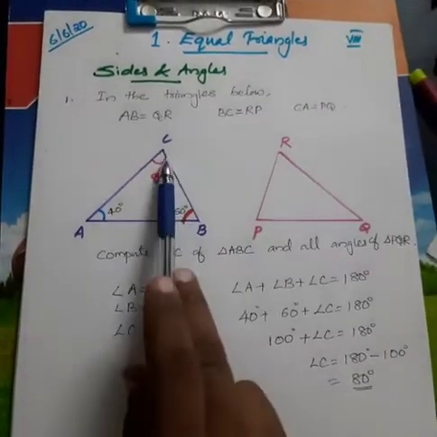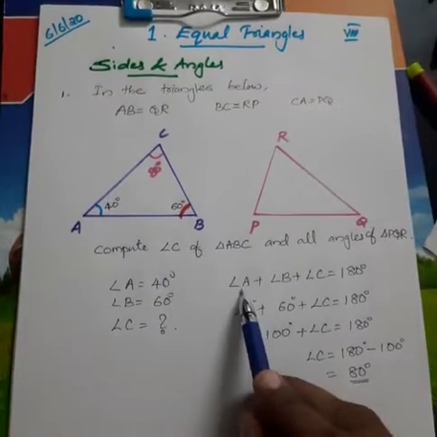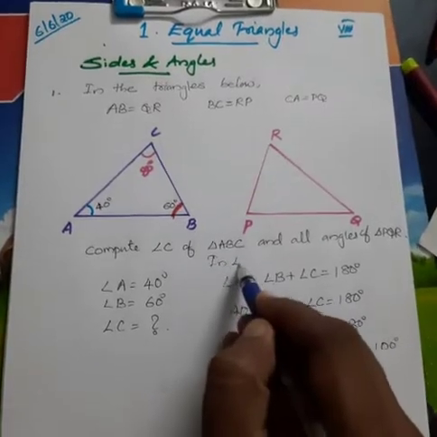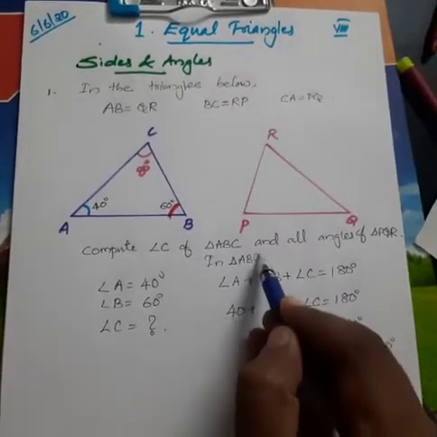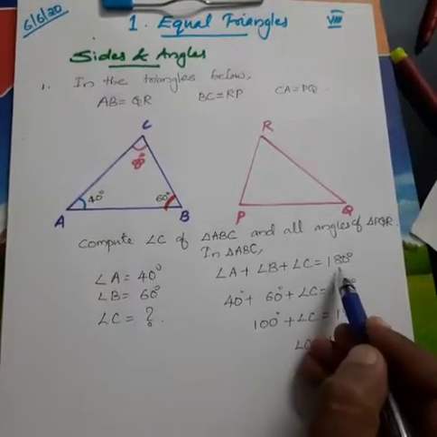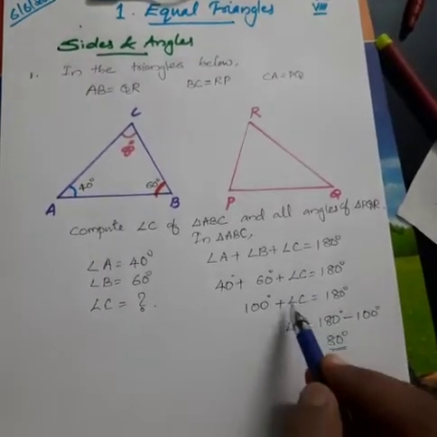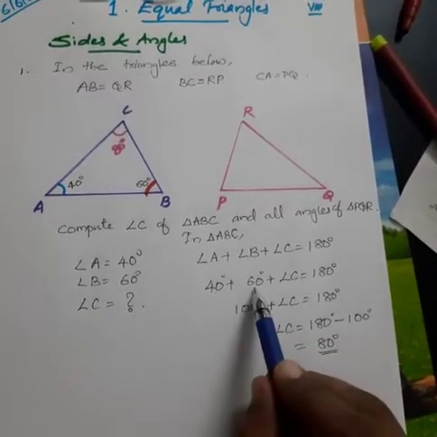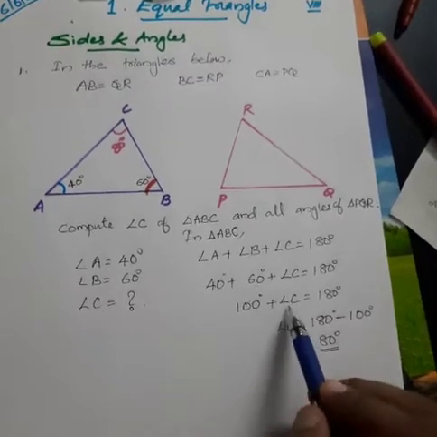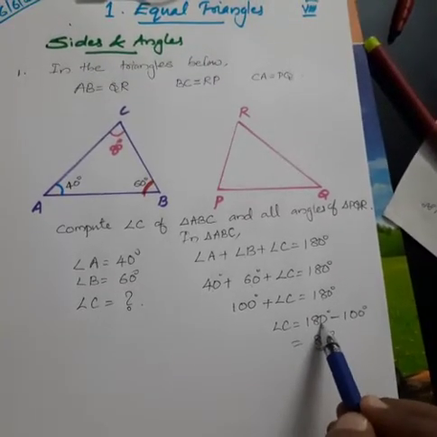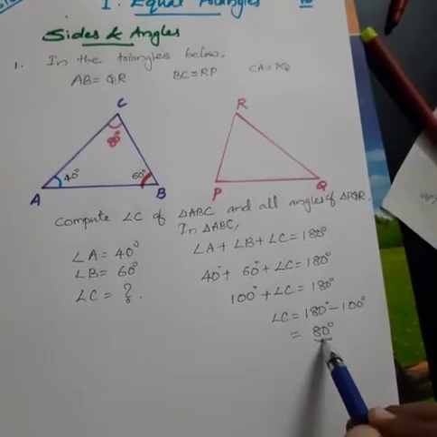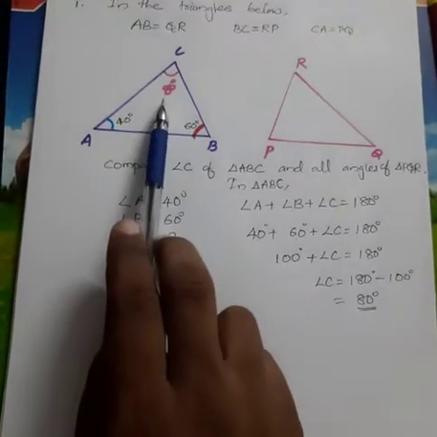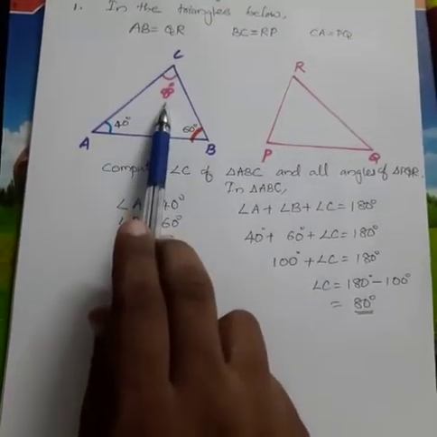In triangle ABC, angle A plus angle B plus angle C is equal to 180. In triangle ABC, the sum of the three angles is 180. And from this you got angle C as 80, because angle A is given and angle B is also given. They should be substituted, and you have to subtract from the sum of angles, 180. So you will get 180 minus 100 as 80 degrees. So we got the third angle of triangle ABC as 80.